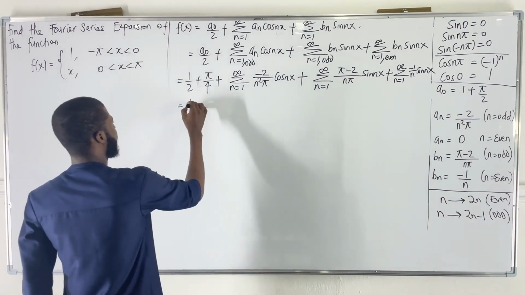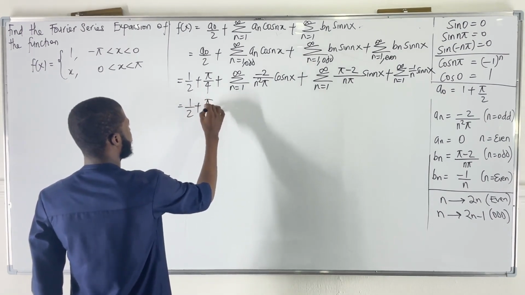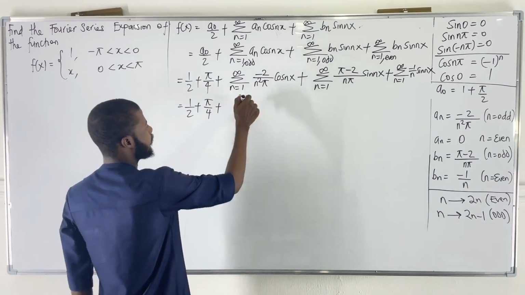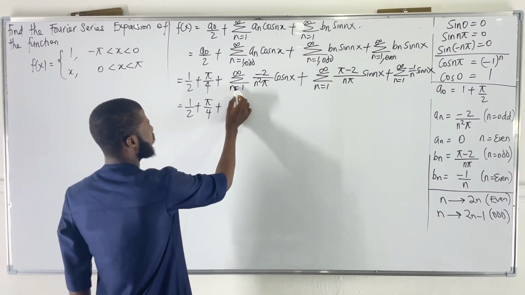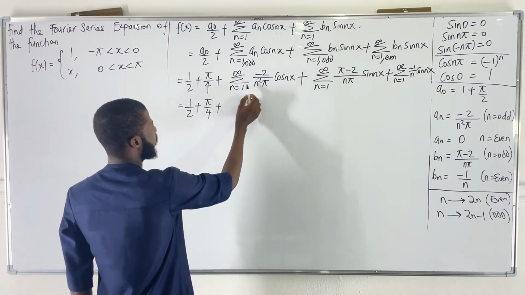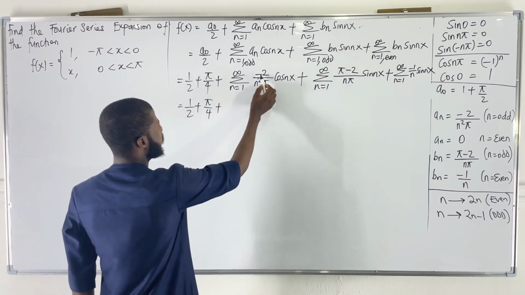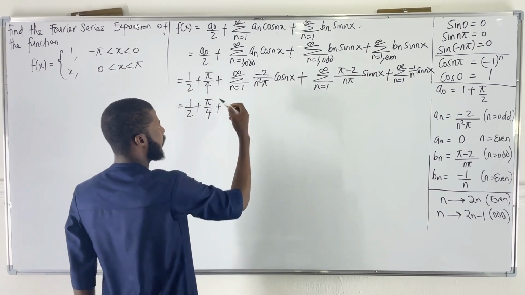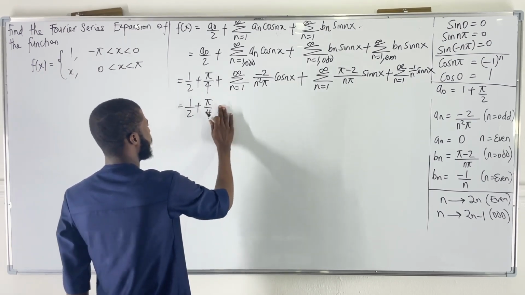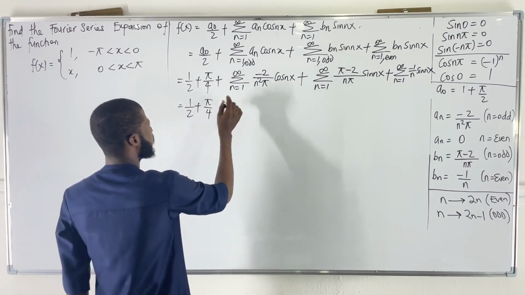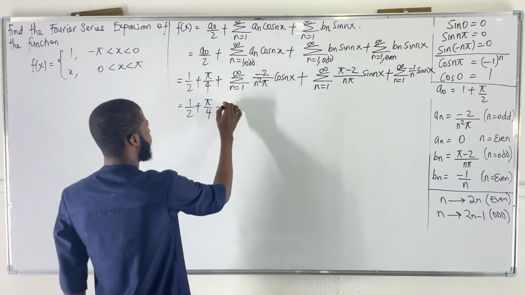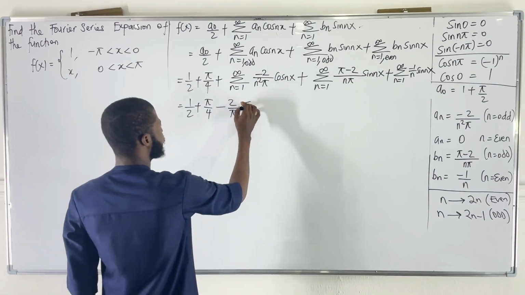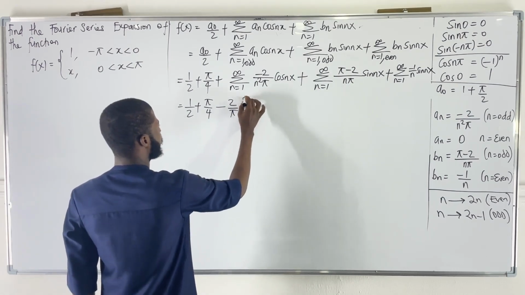So this is half plus pi over 4 plus, if you look at this, there's a constant here. The sum is with respect to n. So anything that does not have n is a constant. So minus 2 over pi has to be a constant. So bring it outside. So this is minus 2 over pi. It's a constant. And then we're going to have this sum from n equal to 1 to infinity.